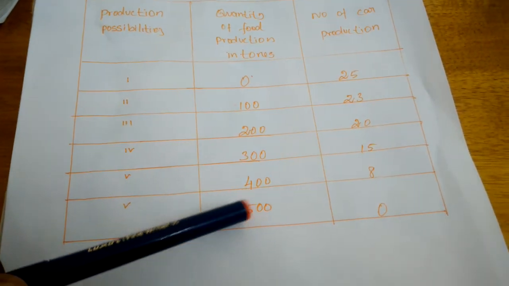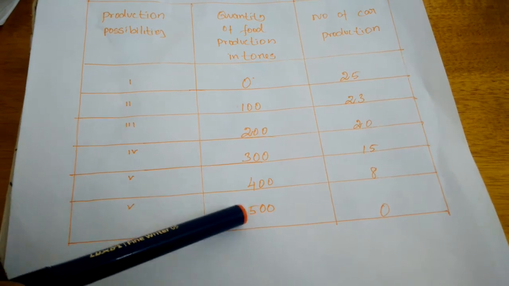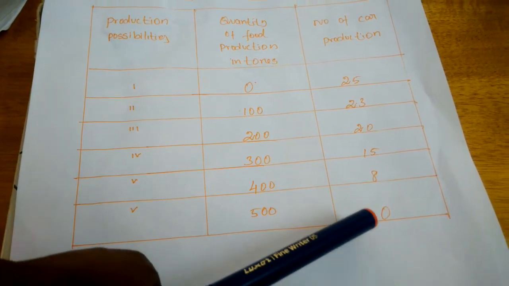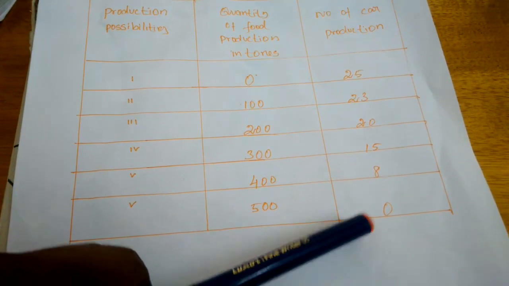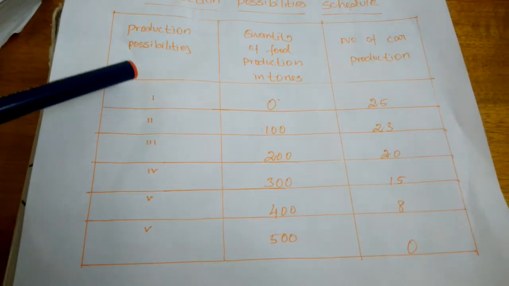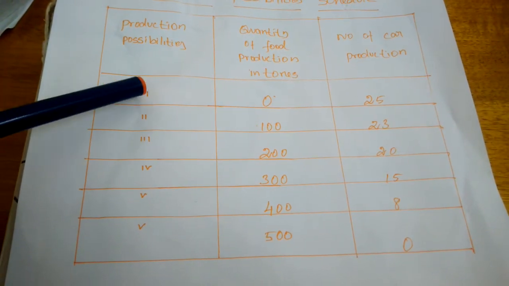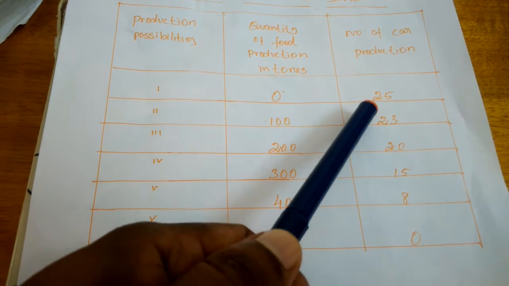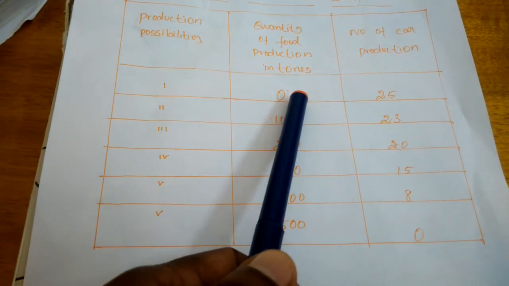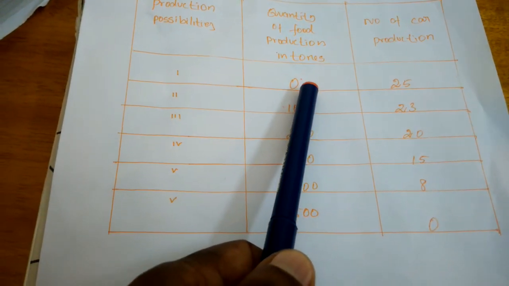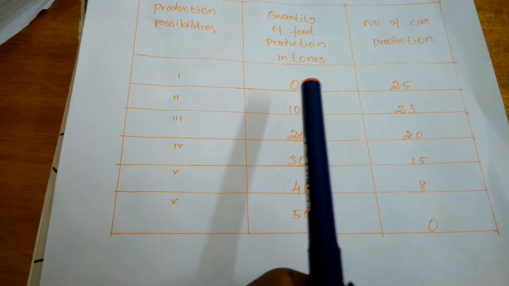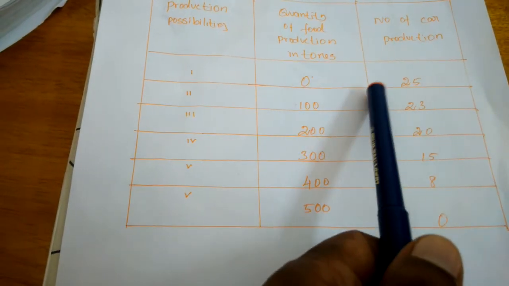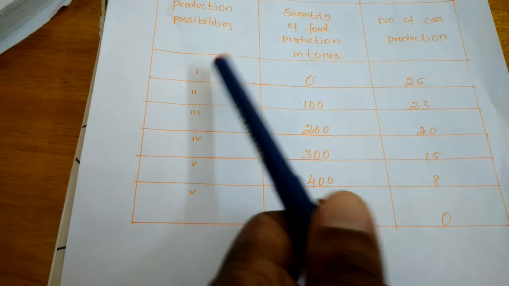First, we have to select the 6th possibility. Here we can produce 500 tons of food without producing any cars. Otherwise, developed nations or all nations could produce a number of cars without producing tons of food. But no nation would choose the first possibility.